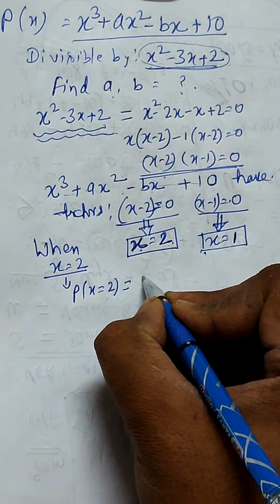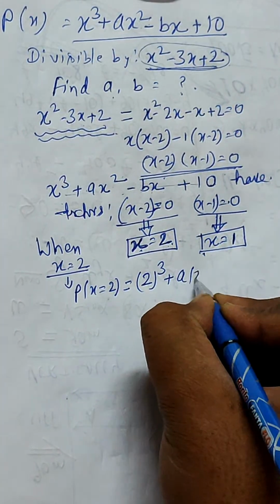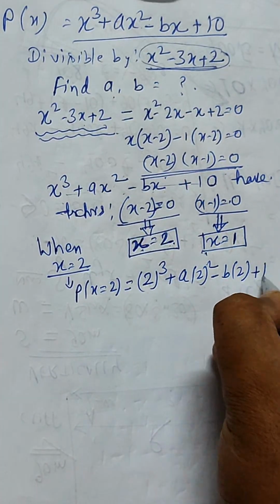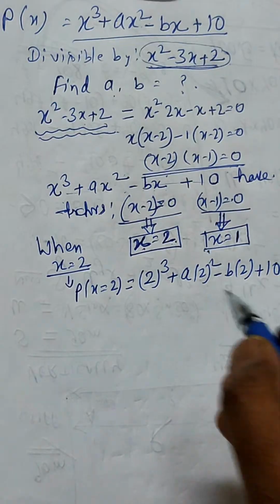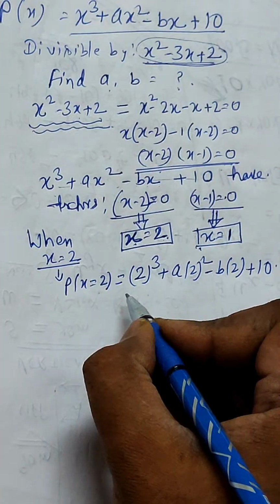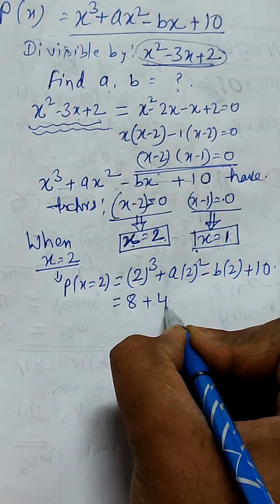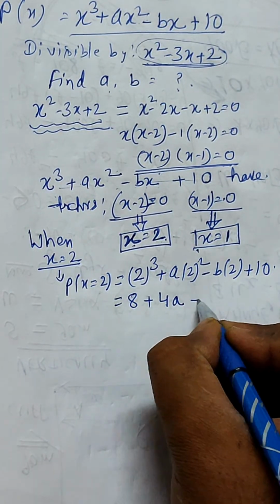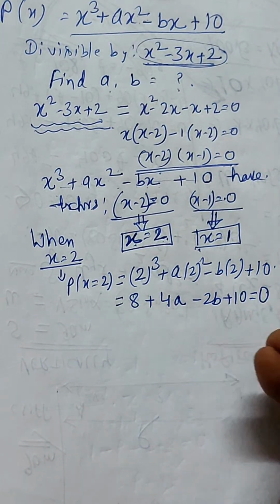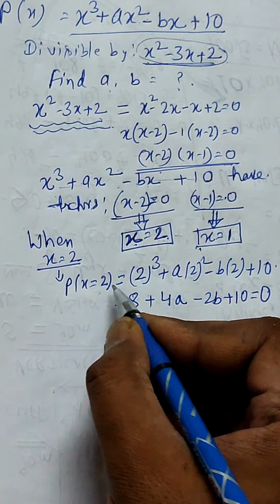So it will be 2 cube plus a into 2 square minus b into 2 plus 10, right? This will be looking like this. Now when you solve it, it will give you 8 plus 4a minus 2b plus 10, which is equal to 0, definitely, because it's a factor. X equal to 2 is a factor.